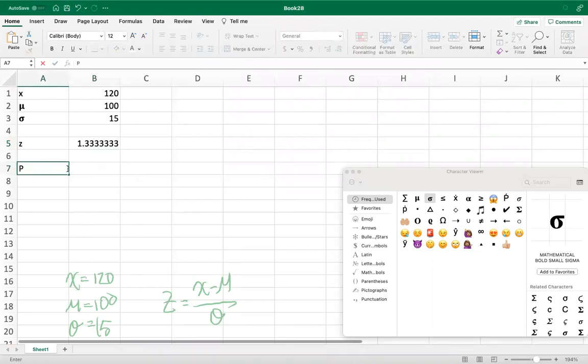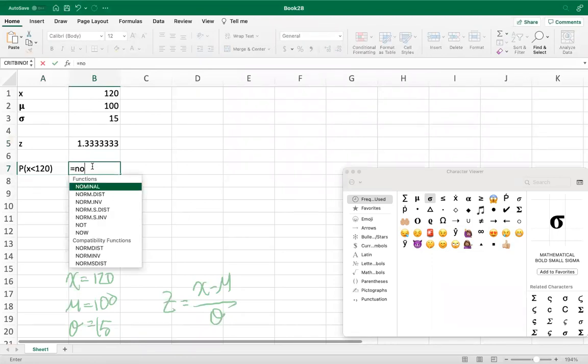So we could say the probability of X being less than 120, because remember, our curve is always going to measure from negative infinity up to that point. So everything to the left of whatever our value is. Here we would hit equals, this is a normal distribution. We have two different ones, normal distribution and normal inverse. Normal distribution is going to give us the area. Normal inverse is going to give us our z-score. So here we want the area, so we're going to click on this one here.